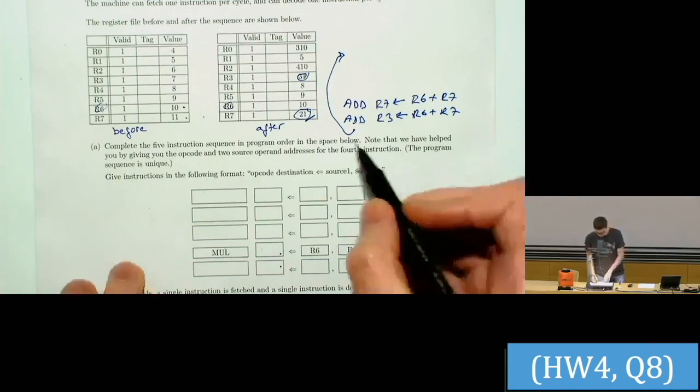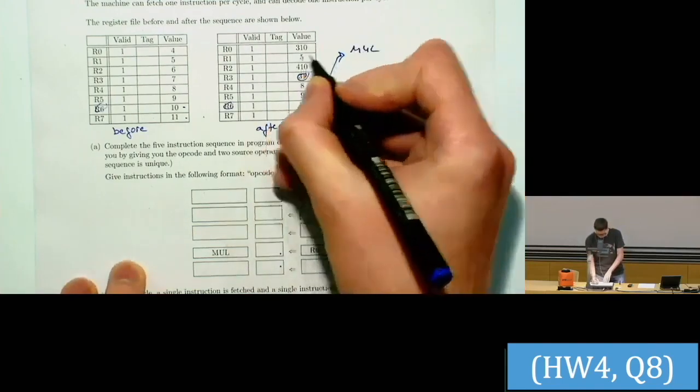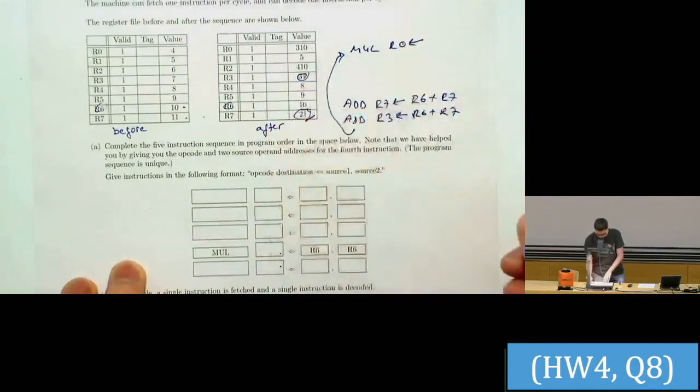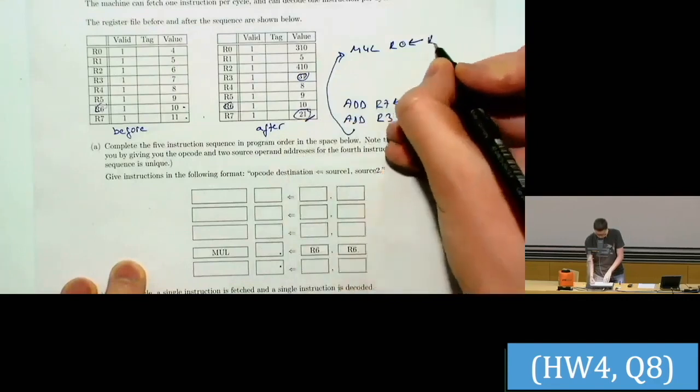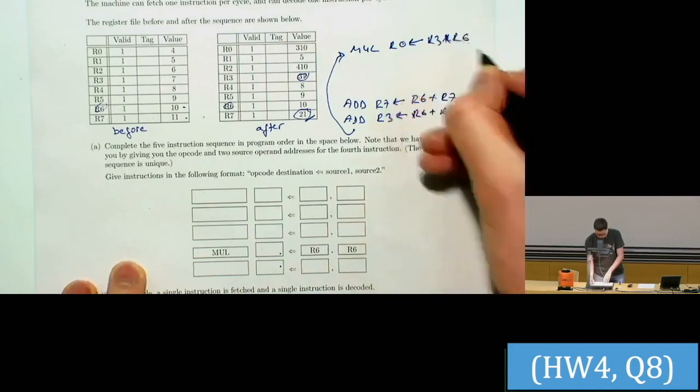And then you can find the correct ordering by looking at the number of cycles. But anyway, if we continue here, we said that we can get 310 to R0 by multiplying R3 and, sorry, this is multiply, R3 and R6.